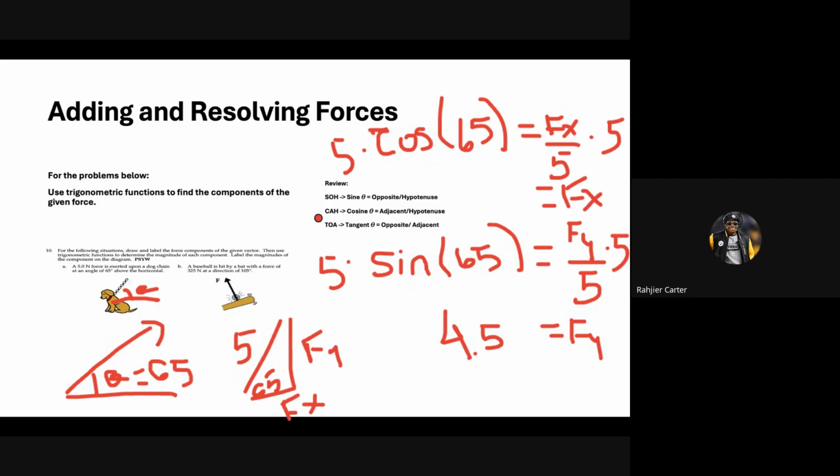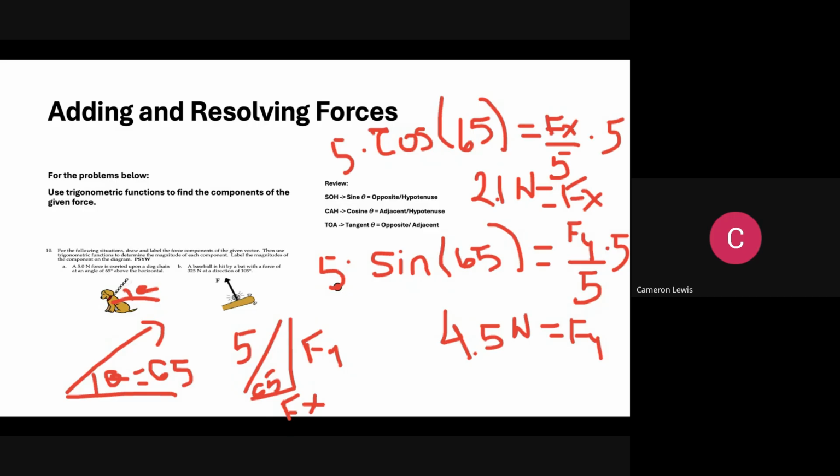She said it was 4.5, but that was sine. We have to do cosine now. 2.1. And the unit for both of these is newtons. So we got 2.1 and 4.5. The number is not as important as being able to find it.